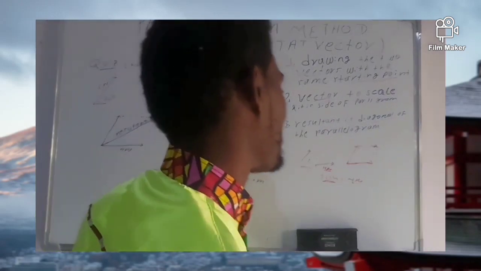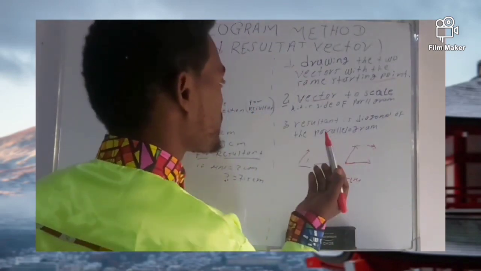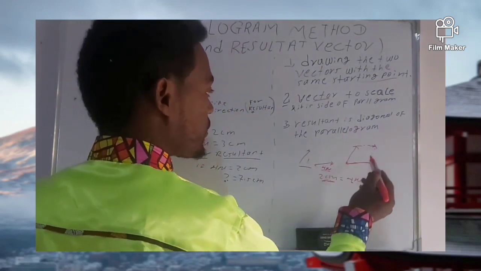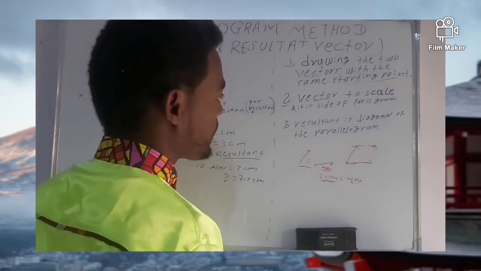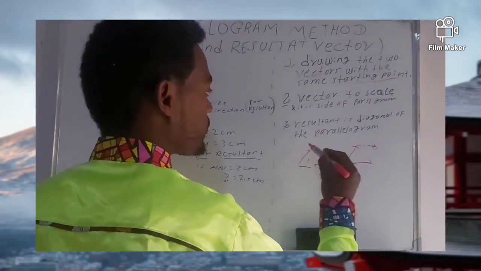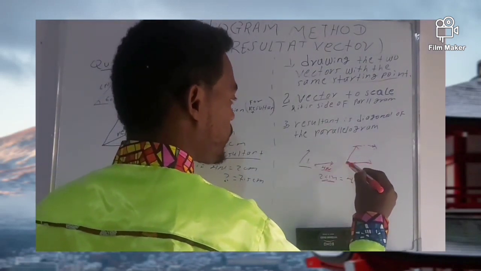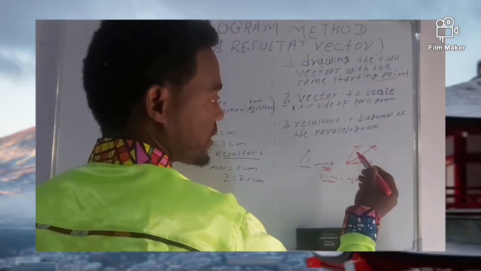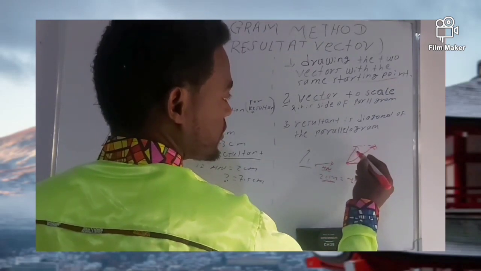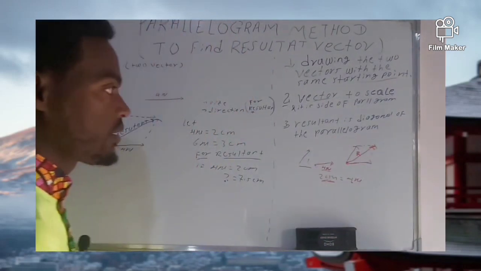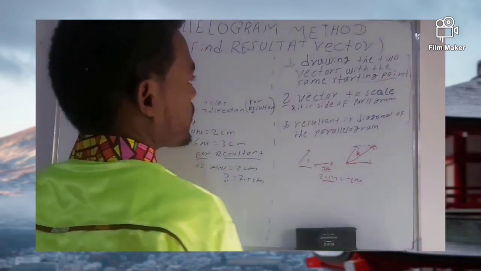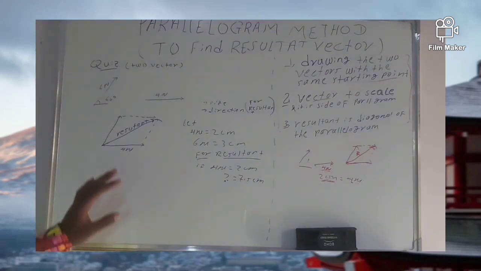So now it is to the step of more simply. The third step says the resultant is the diagonal of the parallelogram. Now we have this parallelogram. Now the diagonal from the starting point, this one is the resultant. This is our resultant vector.